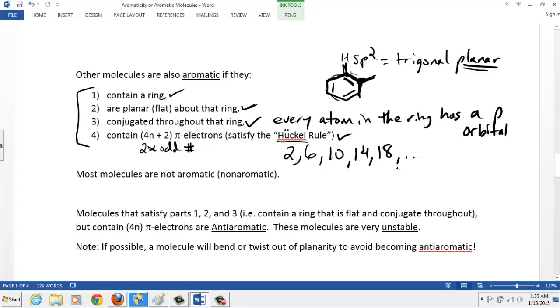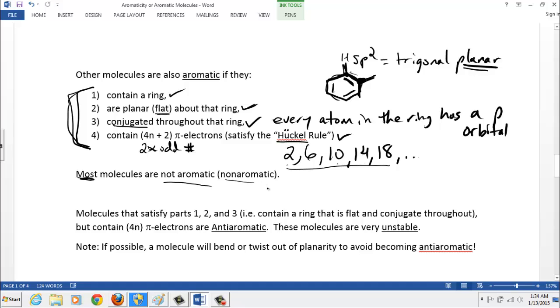So these are the Huckel numbers. 2 pi electrons, 6 pi electrons, 10, 14, 18 pi electrons. They work. And so if the molecule has this many pi electrons in that ring, and the ring's all flat, and these electrons can fly about the ring, it's conjugated, then we can predict it's aromatic. Okay, that's a pretty special case. Most molecules don't satisfy all 4 characteristics, and we just say that they're not aromatic, or non-aromatic.